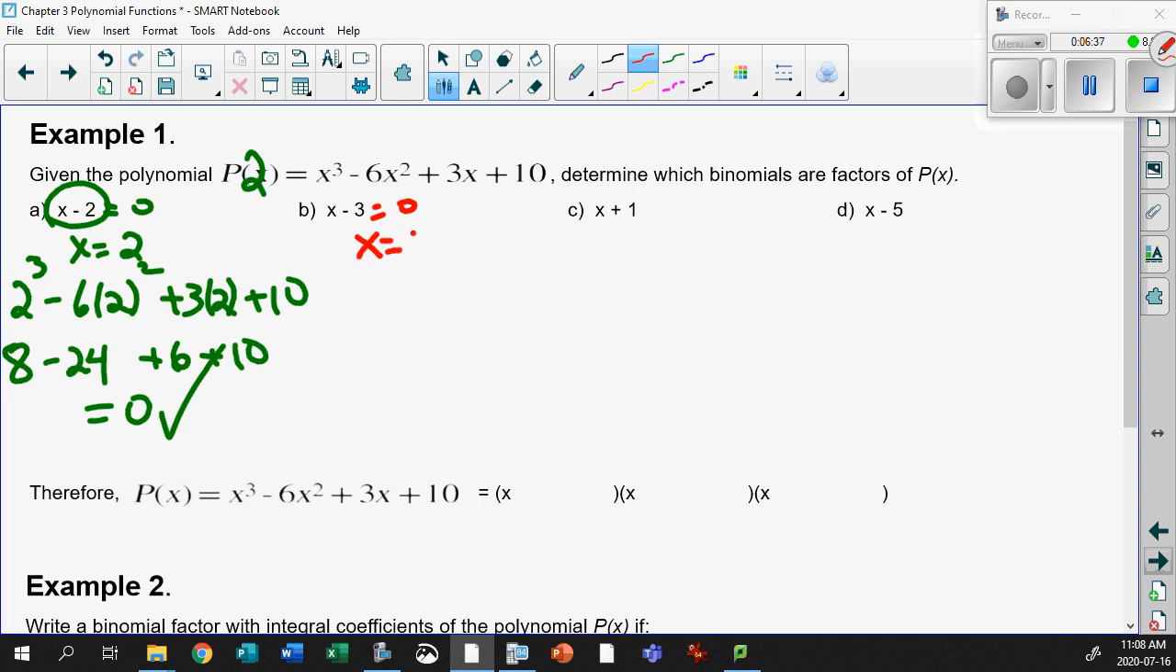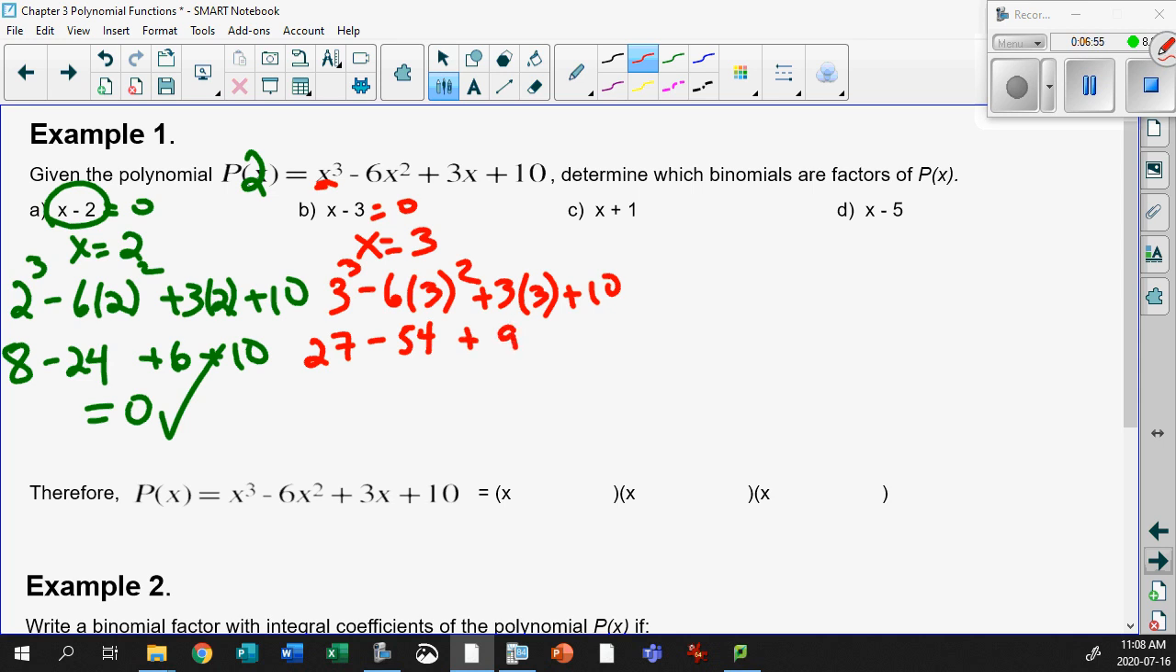So this is x equals 3. Let's try it. Okay, so 3 cubed. We're just substituting back into here. 3 cubed minus 6 times 3 squared plus 3 times 3 plus 10. Okay, so we're going to get 27 here. I'm going to get minus 54 here, plus 9, plus 10. Oh, well, guess what? That doesn't work. That does not equal 0. So guess what? Not a factor.